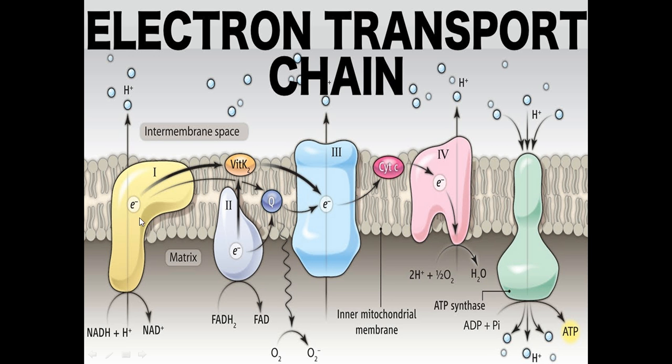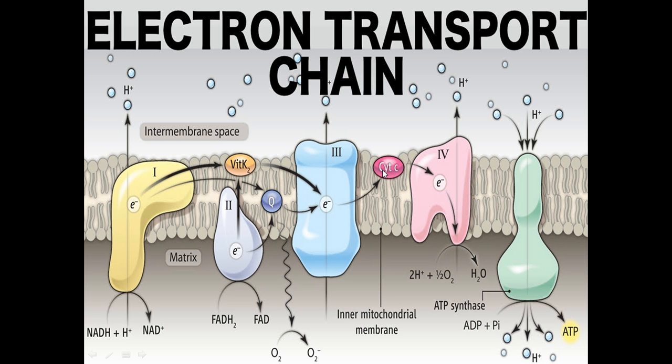So complex 1 gives its electron to coenzyme Q upon the pumping of protons from the matrix to the intermembrane space. Now the coenzyme Q is very mobile in the lipid bilayer, so it flows in there and gives the electron to complex 3. Now the complex 3 has several electron carriers too, which transport the electrons in its complex, then gives it out to cytochrome C.